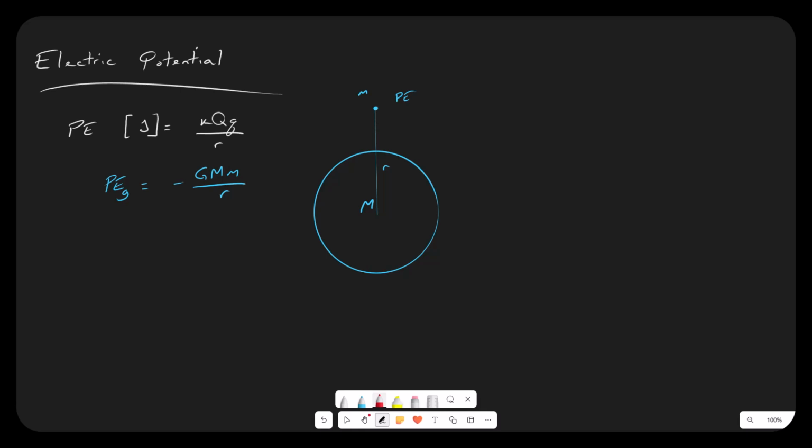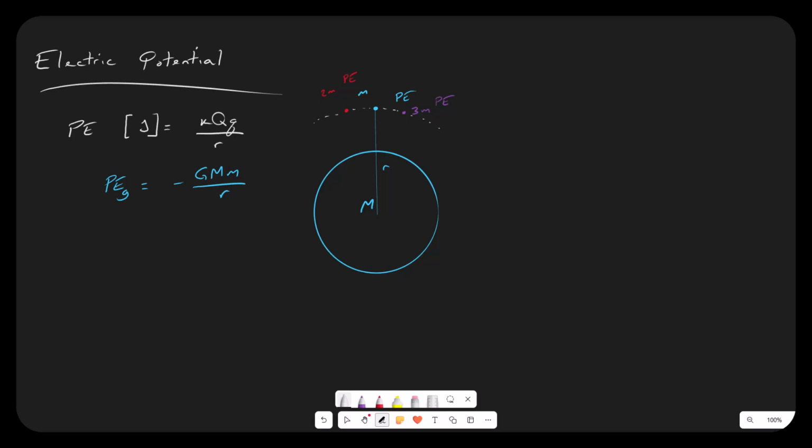Now, if I put a different mass there, let's say double the mass, then I'm going to get double the potential energy. And if I put triple the mass here, I'm going to get triple the potential energy. So everything at this location, everything at this distance r from the center of this planet, there is something that it has in common. And then if we take that something and we multiply it by the mass that we put at that location, the mass of an object, then we get potential energy.